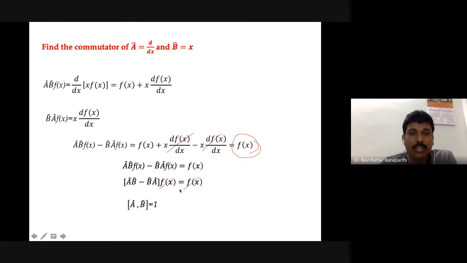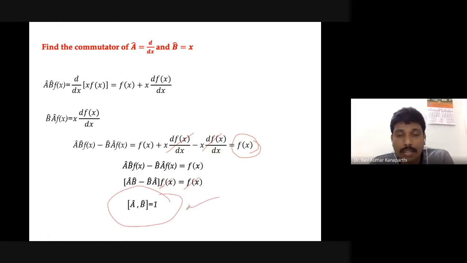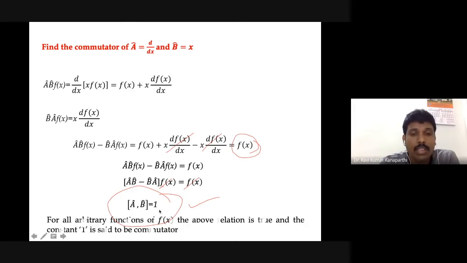What we get is this. The shorthand notation of the commutation property is given by square bracket A comma B. So A comma B, you can expand and write it like AB minus BA, right? Now what we got is 1. This is true for all arbitrary functions f of x. And as you can see here, the commutator is not 0. What we got is 1.